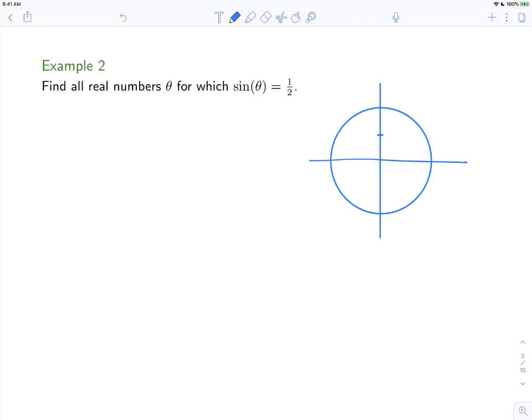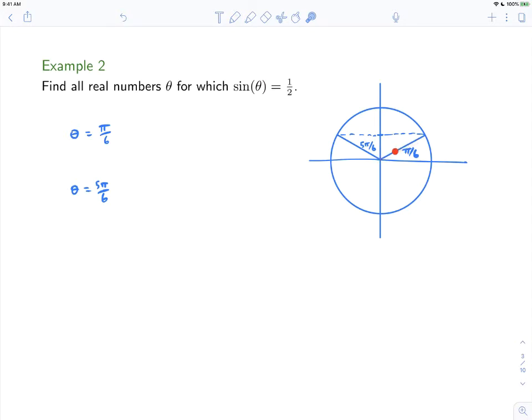So that's where the y-coordinate is 1/2. So we know then that we have the angle pi over 6 and the angle 5 pi over 6. This gives us the two answers between 0 and 2 pi. So if we write down theta equals pi over 6 and theta equals 5 pi over 6, that's two of the solutions. But there are many, many more. In fact, any coterminal angle will also be a solution.